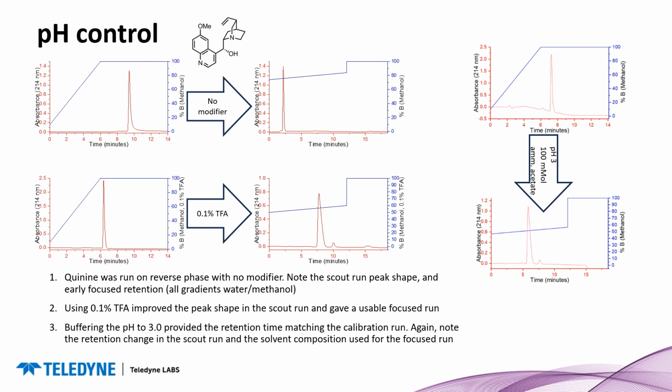Also note that the tailing peak shape in the first scouting gradient gave a clue that the compound was not going to behave well. I wanted to know why quinine eluted later than expected with TFA, and using a pH 3 buffer gave the expected retention time. This is far more buffering than most samples need, but it validated our hypothesis that compound ionization is one factor that affects calculated focused gradients.